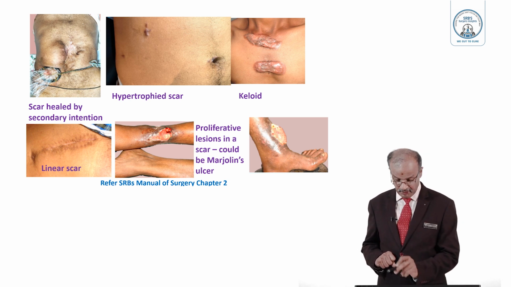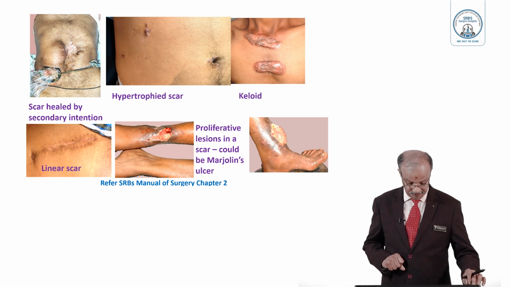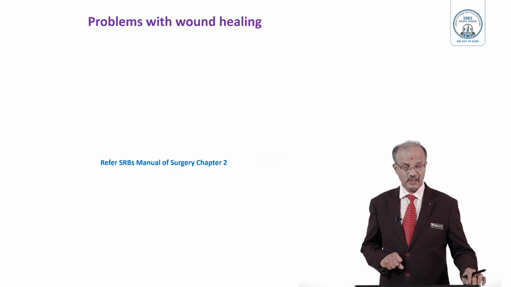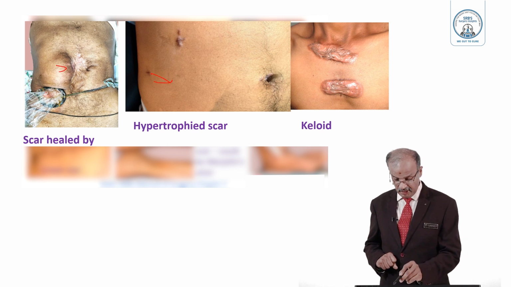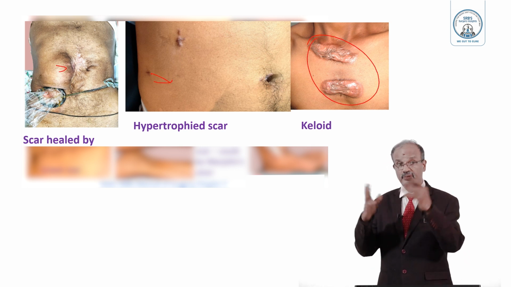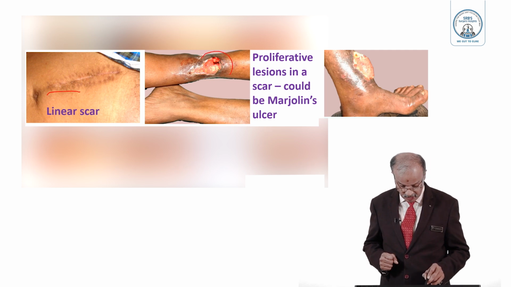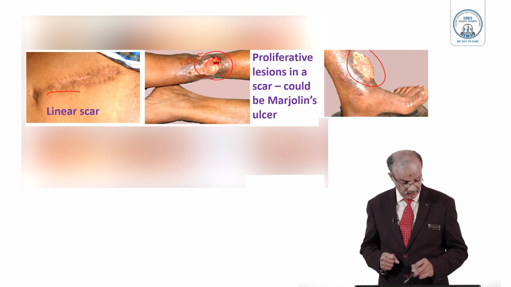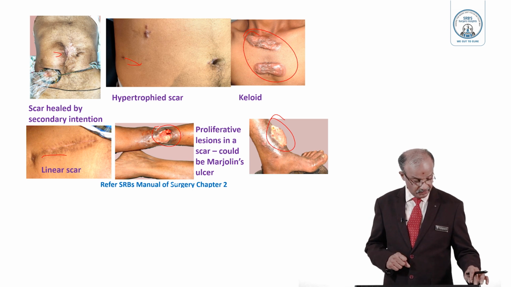Remember this one. These things are very, very important. So problems with wound healing: just see second intention, hypertrophic scar, keloid, how it looks. It extends to the normal area. A linear scar may look like a marginal ulcer. This may be proliferation with the marginal ulcer. So these are the different looks of different types. Just have a look, it is very clear.